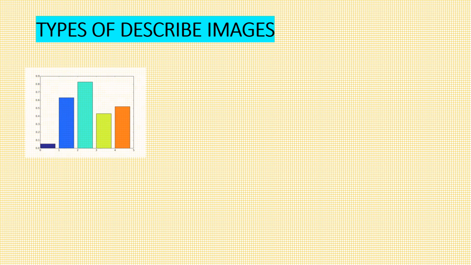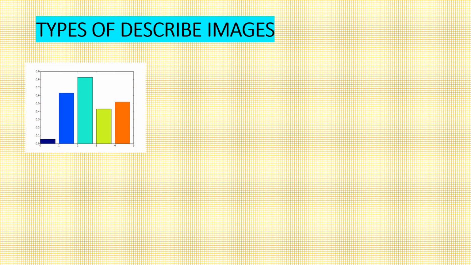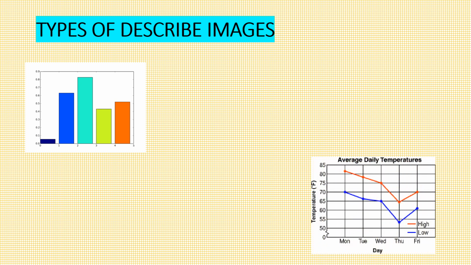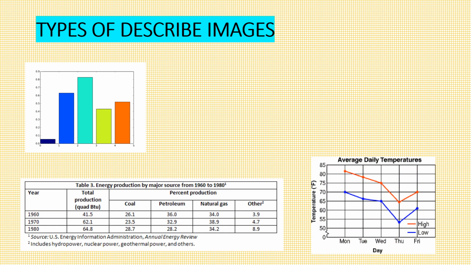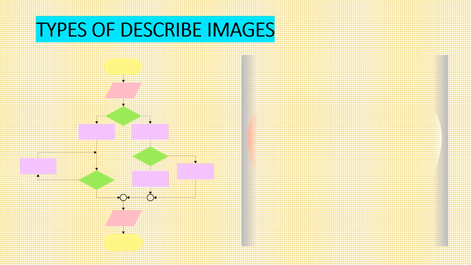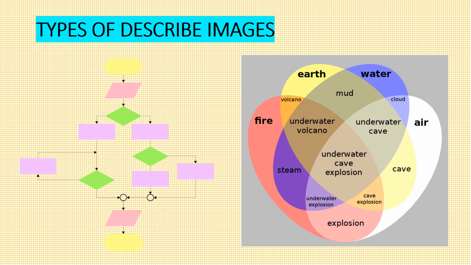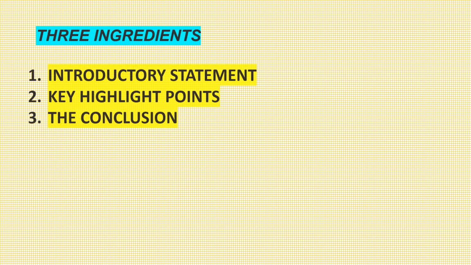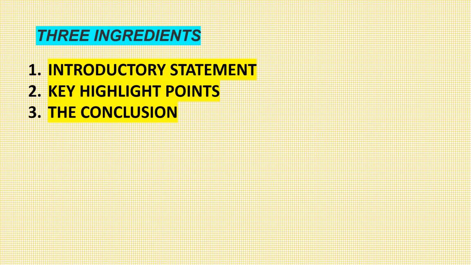In the PTE exam, you'll encounter different types of images like a bar graph, line graph, table, maps, pie chart, flowchart, diagram, Venn diagram. A description of any image or thing is only completed when it has 3 ingredients. The first is introductory statement, second is key highlight points, third is the conclusion.